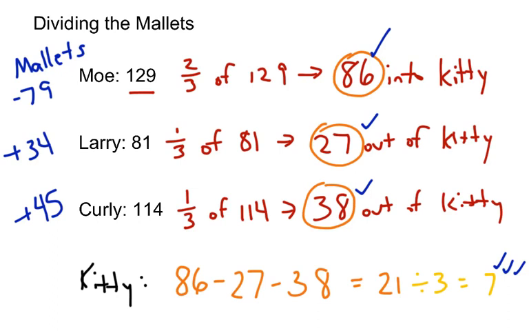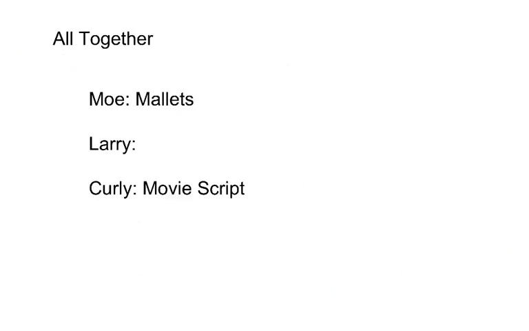Now let's wrap this all up together and figure out the entire division for these 3 guys. If we look at Mo, he got the collection of rubber mallets. He got a positive $52 from the movie script, and he had to pay $79 for those mallets. So altogether, what Mo ended up with was the mallets, and he had to pay $27.